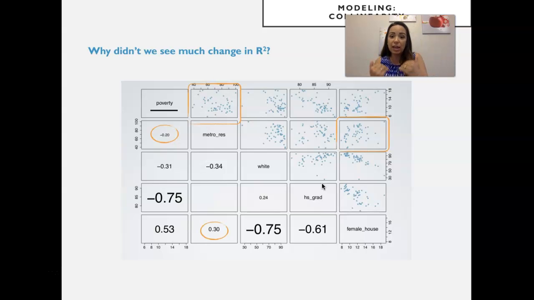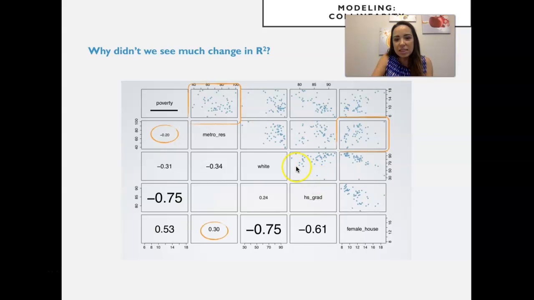Same thing when I look at the percent of females that are heads of households. When I look at how much it explains, when it is in the model with a different variable, it is telling me how much it explains after controlling for the amount of white people in the state, right? And it does so because it controls for the covariation between these two variables.